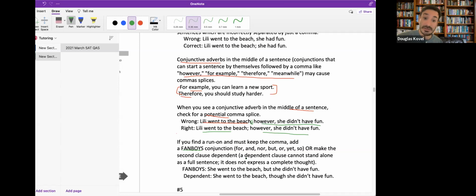The second option you can do is you can make the second clause a dependent clause. Remember back when we looked at the excerpt from my book, I showed you independent versus dependent clauses. To make a clause dependent, you would have to change it to what's called a subordinating conjunction. Those are conjunctions like while, even though, when, since. So in this case, I changed the conjunctive adverb, however, to the subordinating conjunction though. And if I just read this last part of the sentence, "though she didn't have fun," that's a dependent clause. That can't stand by itself. But when it's connected to the independent clause before it, then the comma is okay.